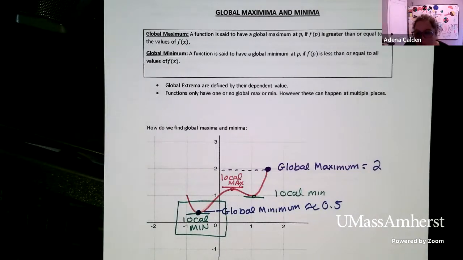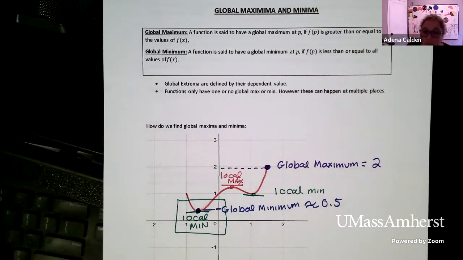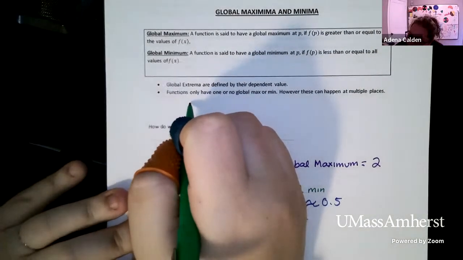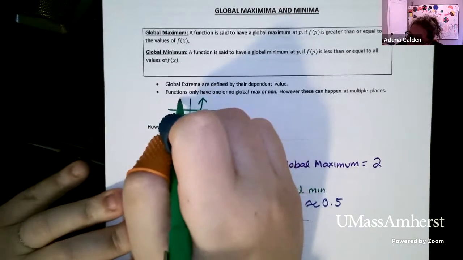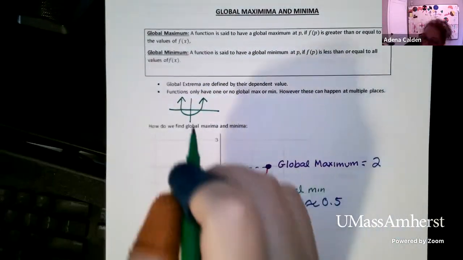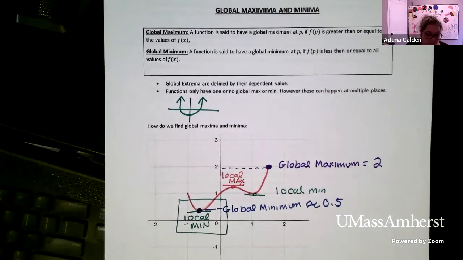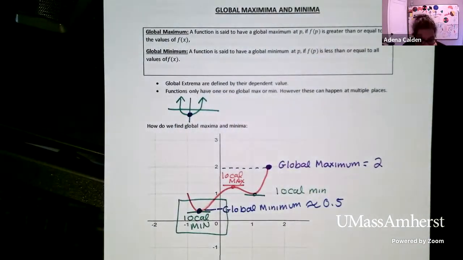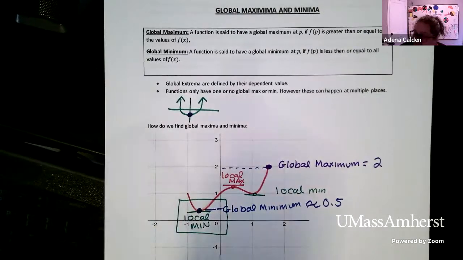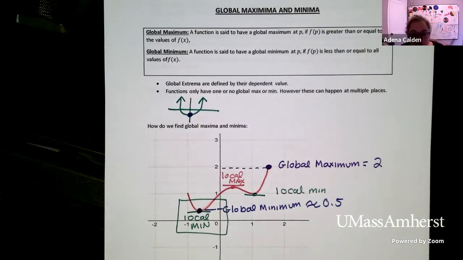So we have a situation here where we have one global maximum and one global minimum. What would it look like if we had no global maximum? We might have a function like x squared that goes on and on forever, which looks like this. This function has a global minimum. It has one lowest point, but it has 0 global maximums, because these arrows indicate that this function goes on forever. So there's no highest value.